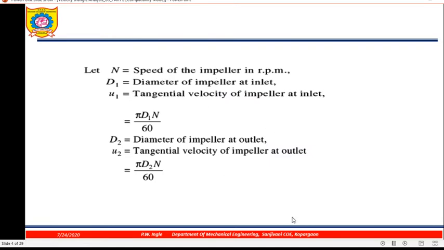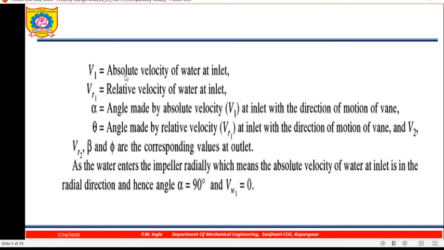Let N be the speed of the impeller in RPM. Then D1 is the diameter of the impeller at inlet. U1 is the tangential velocity of the impeller at inlet, so it will be pi D1 N by 60. D2 is the diameter of the impeller at outlet, so U2 is pi D2 N by 60. V1 is the absolute velocity of water at inlet. VR1 is the relative velocity of water at inlet. Alpha is the angle made by absolute velocity V1 at inlet with the direction of motion of the impeller. Theta is the angle made by relative velocity with the direction of motion of the impeller. V2, VR2, beta and phi are the corresponding values at outlet.